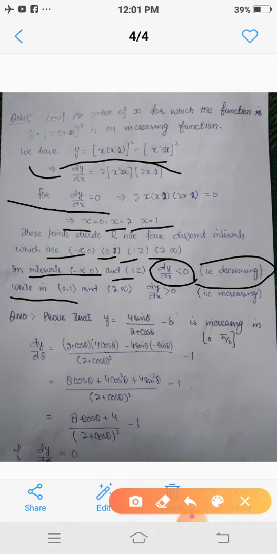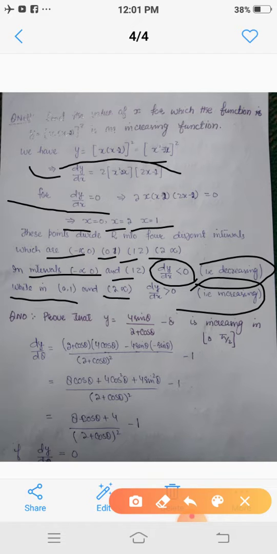Similarly, in the intervals 0 to 1 and 2 to infinity, when we put x equal to a value which belongs to interval 0 to 1 or 2 to infinity, the sign of dy by dx is positive, which implies that in these 2 intervals it is an increasing function. This means that when x belongs to minus infinity to 0 or 1 to 2, the function is decreasing, but we have to find the value of x. Hence the values of x belonging to the interval 0 to 1 or 2 to infinity are those for which the given function is increasing.